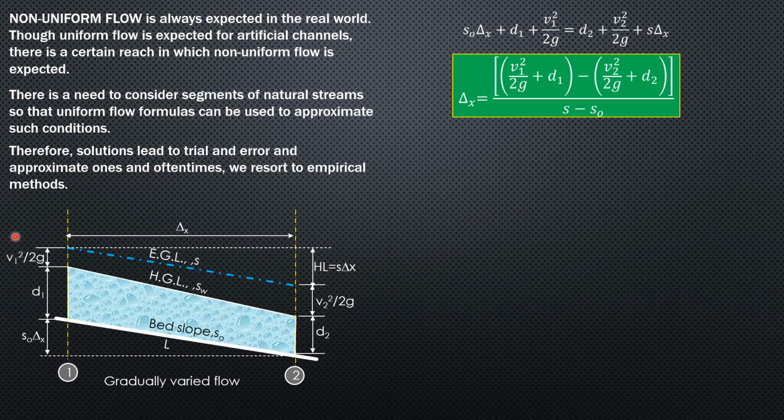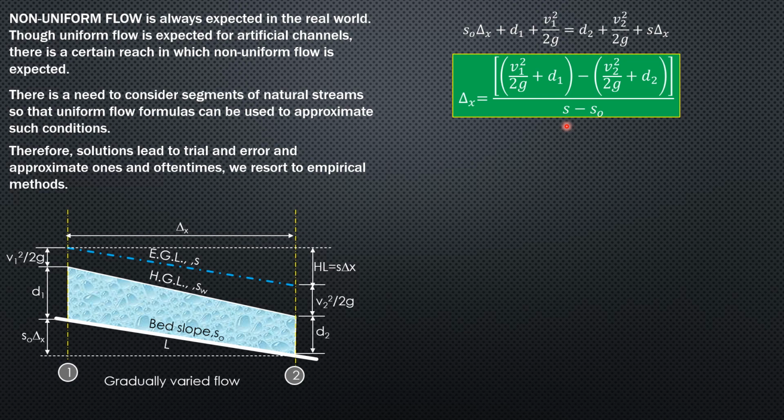Then do not consider sections 1 and 2 as very far from each other. As much as possible, the change in depth should be little so that you can estimate delta x closely, because this formula is just approximate. So what is the slope of the energy grade line?